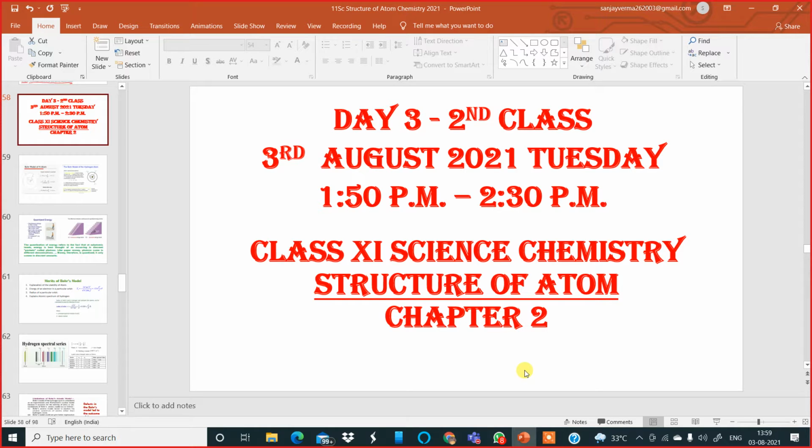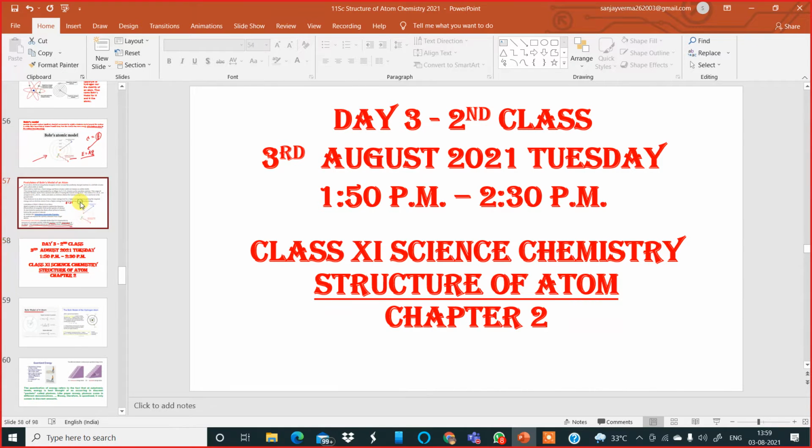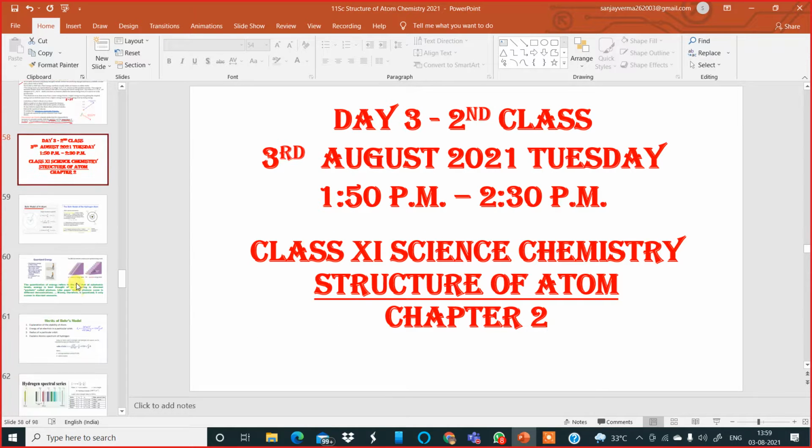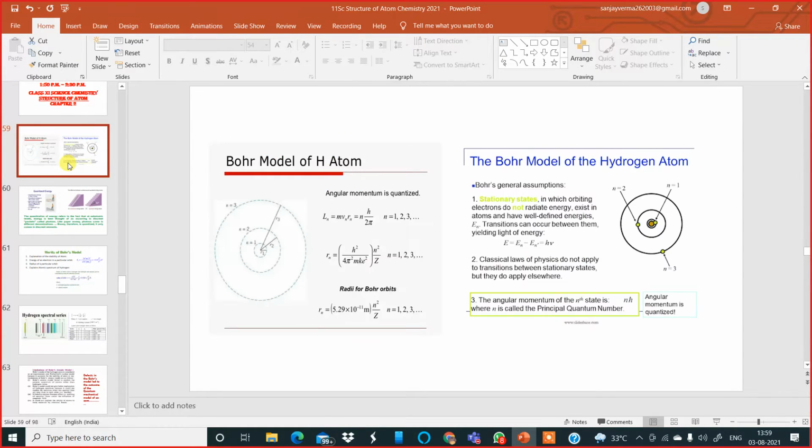So let us begin with the class today. This is the afternoon class of 3rd of August, chapter Structure of the Atom. In the morning class, I explained the postulates of Bohr's model of an atom and Heisenberg's principle. Now, going into detail, have a look at the Bohr's model of an atom.